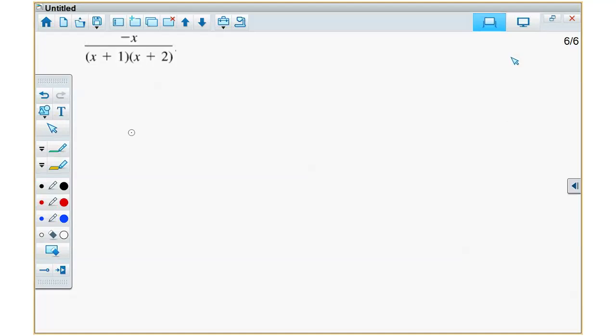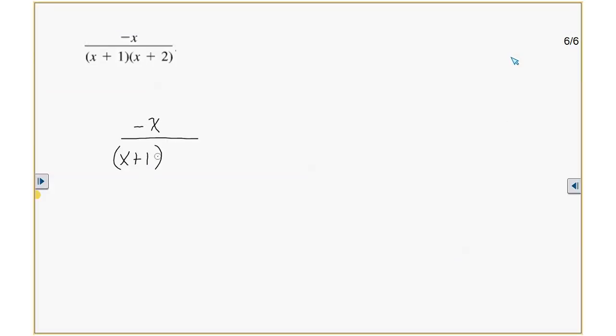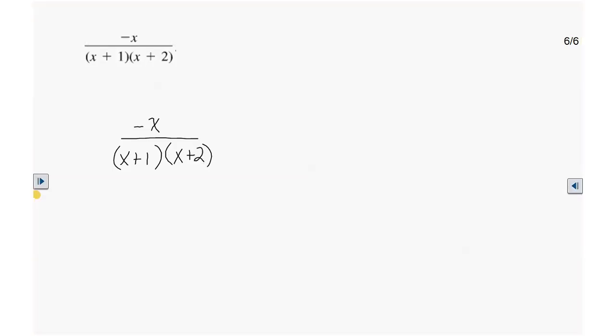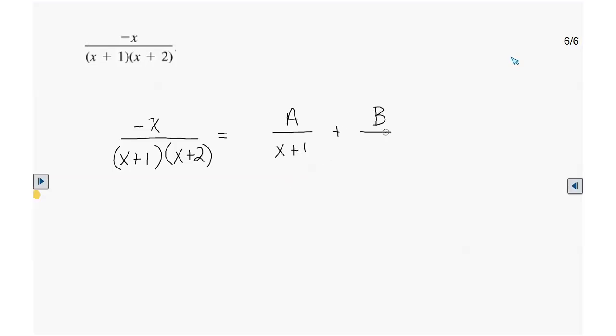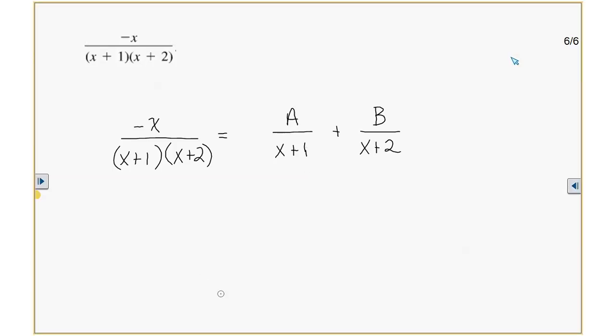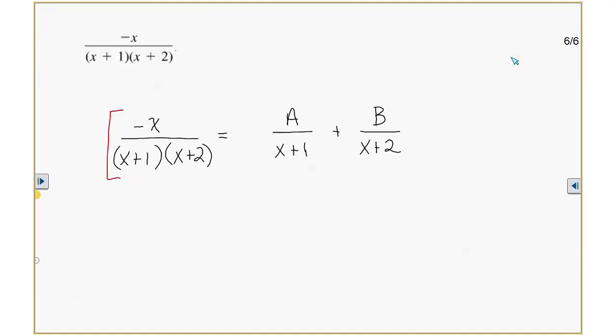You're going to say negative x over x plus 1 times x plus 2 is equal to A over x plus 1 plus B over x plus 2. And if there was a third term, like x plus 3, you would say plus C over x plus 3. Now, you're going to solve this by multiplying the whole thing by the common denominator. This is the same method every single time, except on the quadratic or the non-linear.